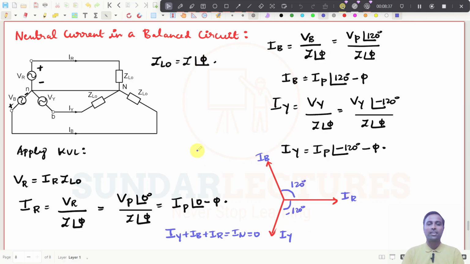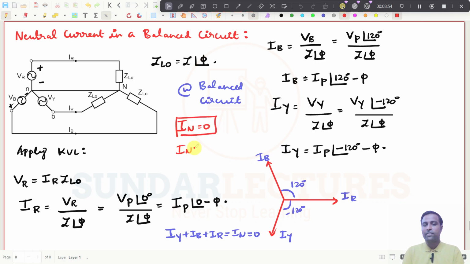Try to understand one thing: in a balanced circuit, what happens to the neutral current? IN should be equal to 0. And what is IN? IN is nothing but IR plus IY plus IB. So in a balanced circuit, if you add all the phase currents, it has to be 0, and that is the neutral current. If you have any neutral current, then the circuit will not be a balanced one, right? This is the basics of three-phase circuits.